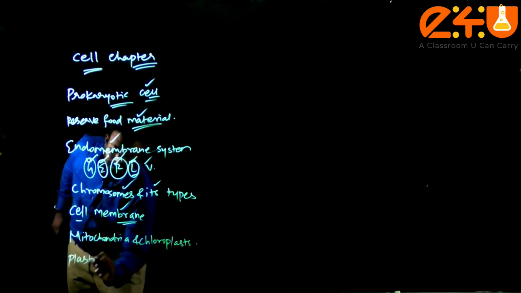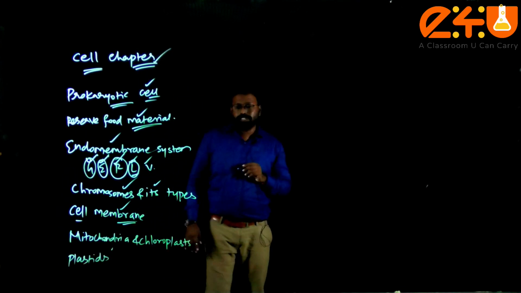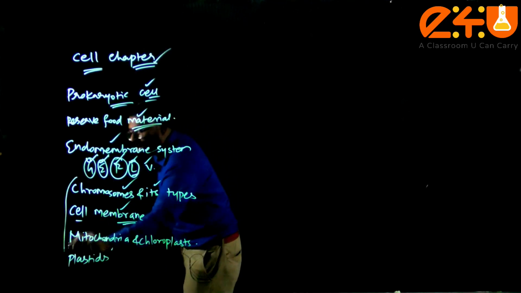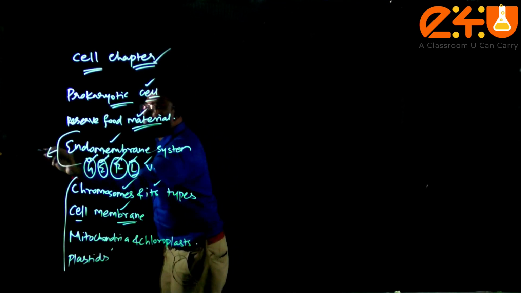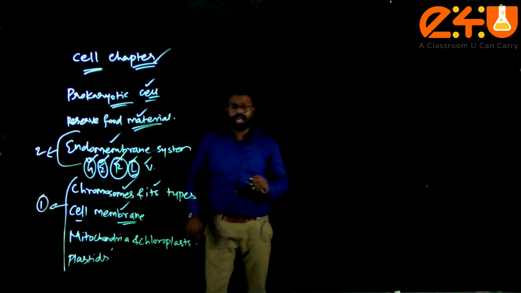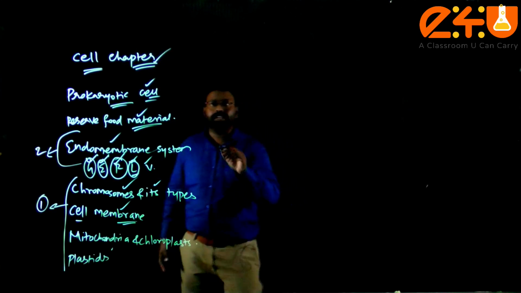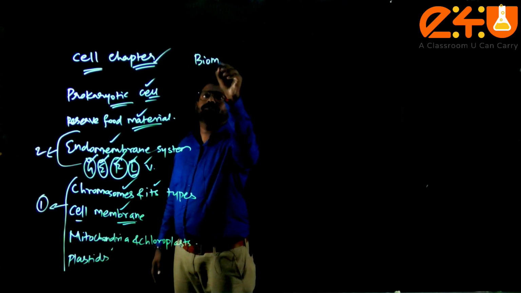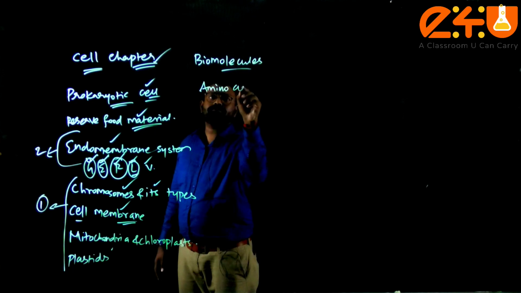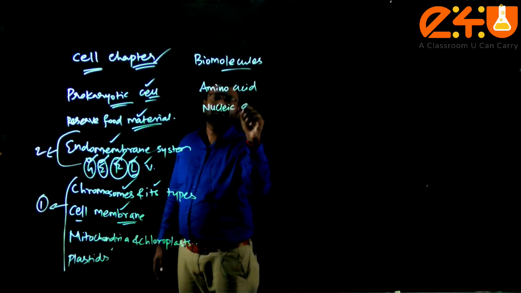plastids and its types. So from this cell chapter, 3 MCQs, especially endomembrane system occupies 2, then these areas occupies, this occupies 2, this area occupies 1. So cell chapter, have a hold on these topics, more on cell chapter to get a good MCQ credibility. When it comes to biomolecules, next chapter is a biomolecules, amino acids, then nucleic acid structure.